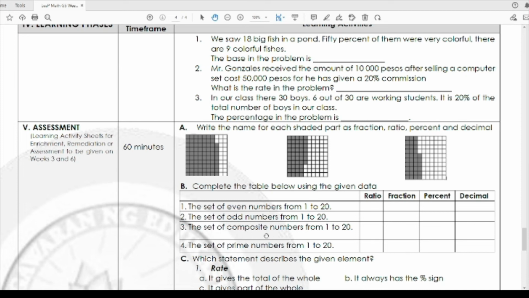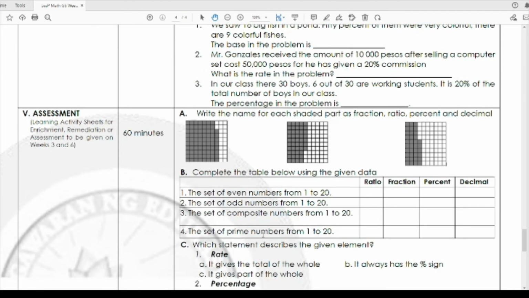Number 3, the set of composite numbers from 1 to 20. So composite numbers. Number 4, the set of prime numbers from 1 to 20. So all those prime numbers from 1 to 20. 1, 3, 5 are some examples of those prime numbers.